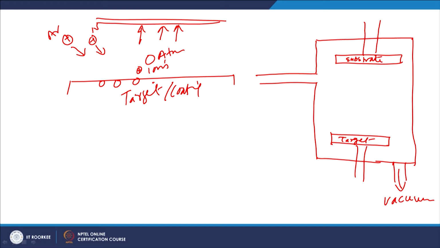Substrate or the workpiece material, and between these two we have one screen which is used to create the bias between the target and the screen. So the ion beam is directed onto the target material. So ions and atoms are released from the surface, and these are accelerated towards the substrate by putting in the sufficient bias between the target and the substrate.